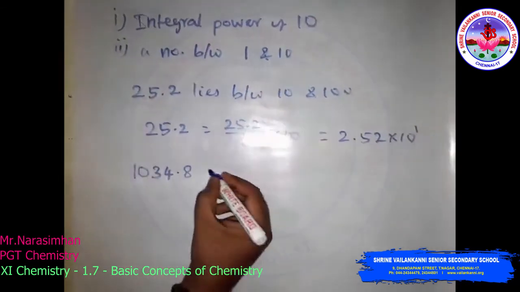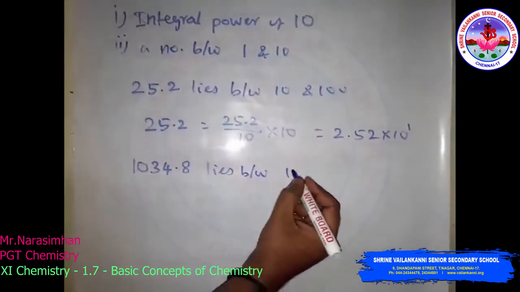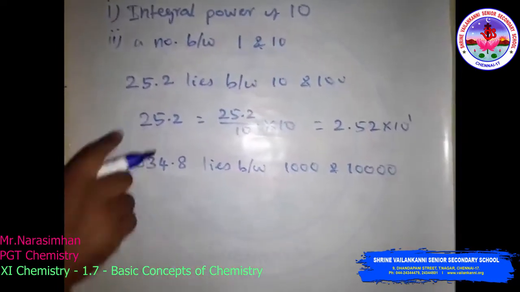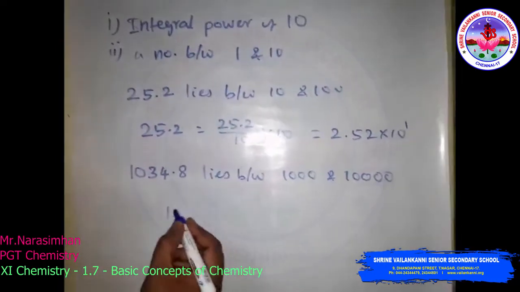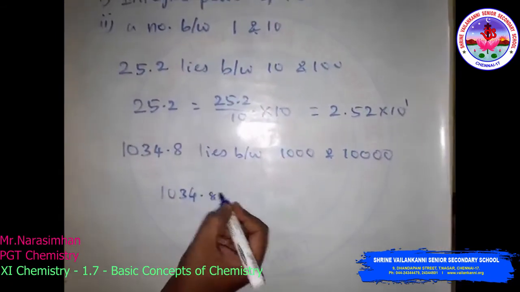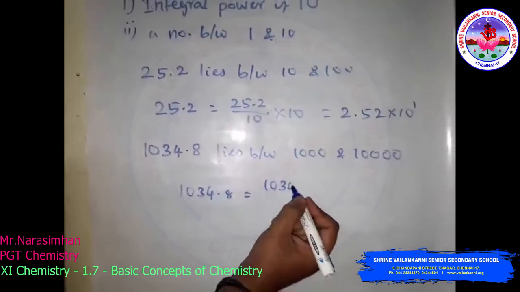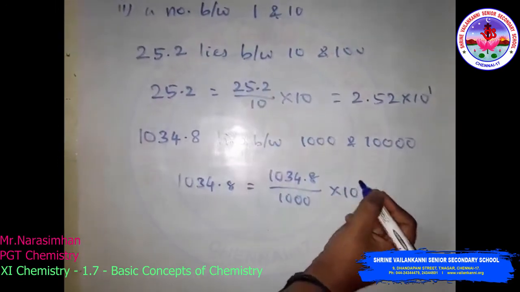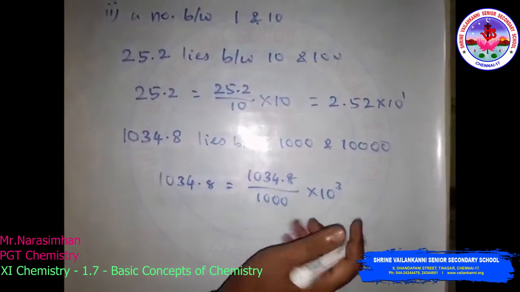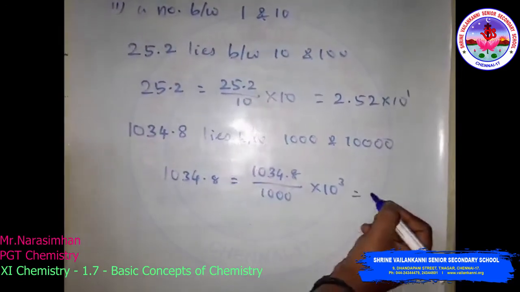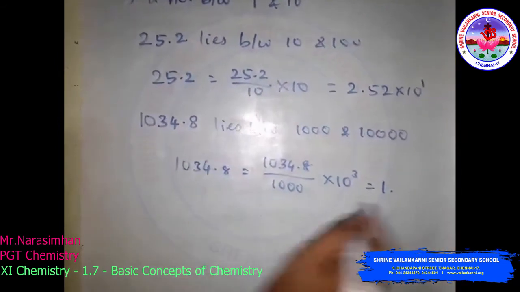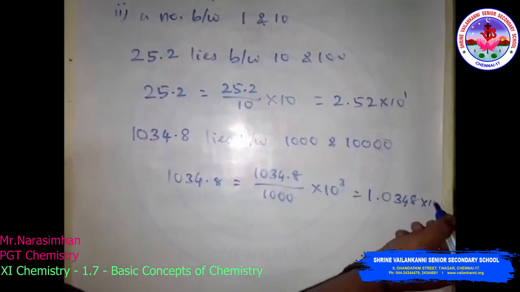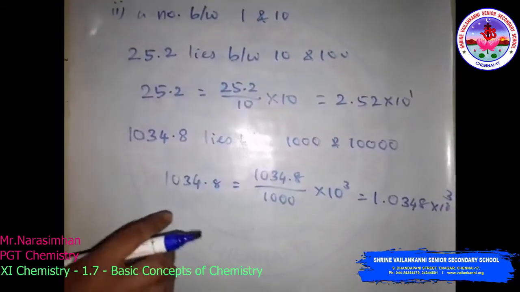1034.8. This lies between 1000 and 10,000. So we follow the same method. 1034.8 is equal to 1034.8 divided by 1000 into 10 power 3, because 10 power 3 is also 1000. So we write it as 1.0348 into 10 power 3. So this is the standard form of the decimal.